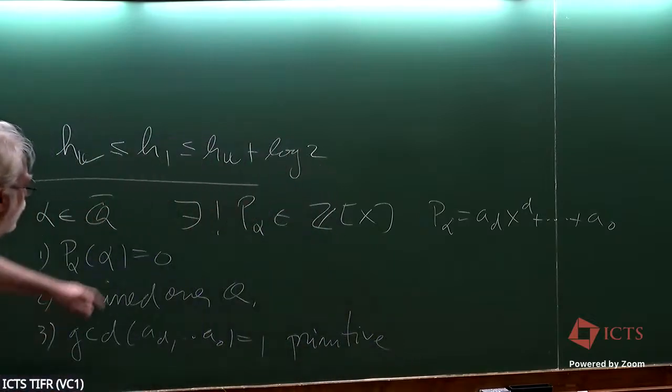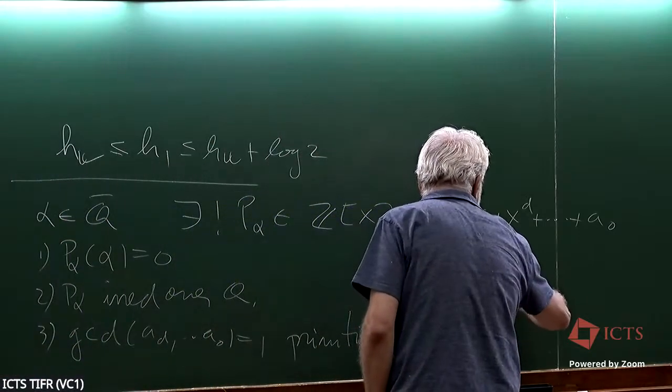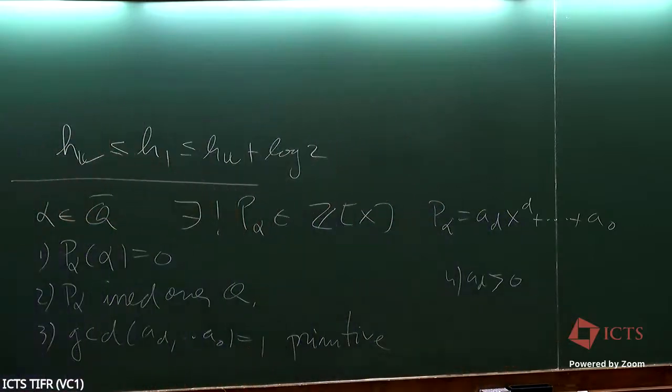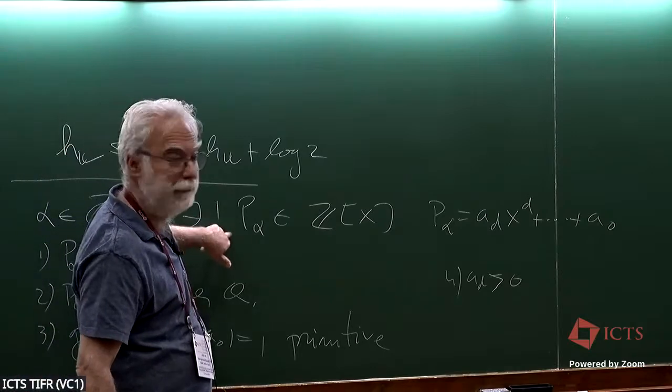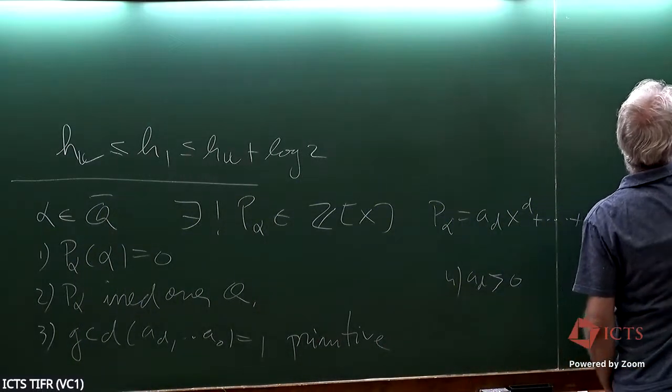And since I want it to be unique, I have to add a last condition: I want the leading coefficient a_d to be strictly bigger than 0. Okay? With these conditions, this polynomial is unique, and this is called the minimal polynomial of alpha. Now I can look at the zeros of this polynomial.